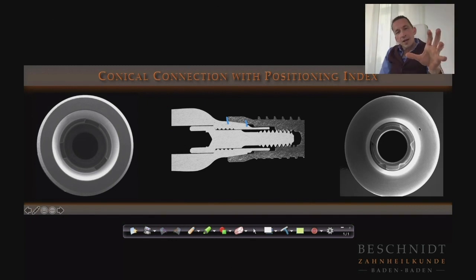So this is the combination of a conical connection, which is quite stable, but with the easiness of the Camlog, which means you have 3 different predefined positioning indexes where you can place the abutment, and this is very easy for your dental technician.